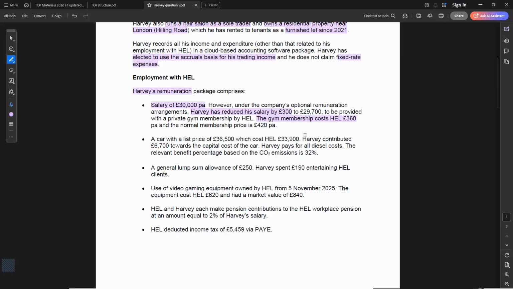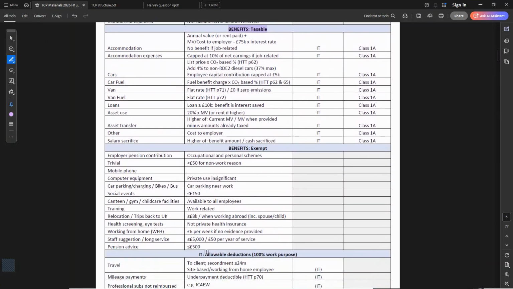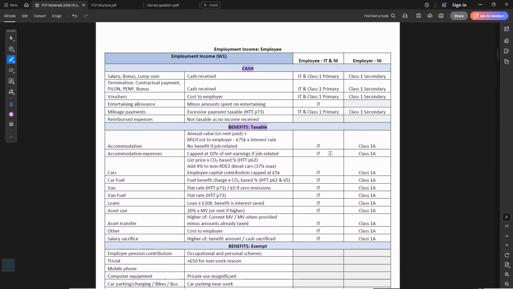So here we know that Harvey is receiving a cash salary of £29,700. And we know that this will be taxable for Harvey as cash received. And we know the best thing to do for employment income is separate it between cash and benefits, and also any allowable deductions, as then when we come to the end of the question, when we're calculating the income tax and national insurance, we've clearly split it out between cash and benefits, which makes it easier at this stage.